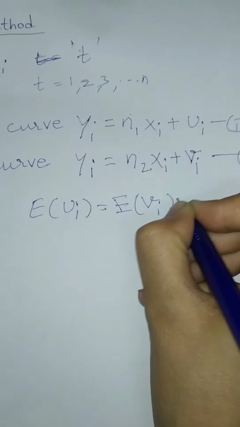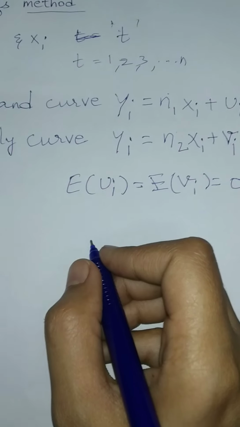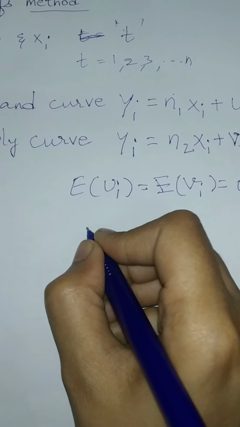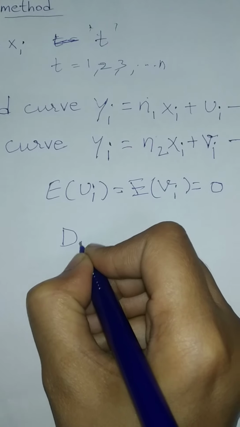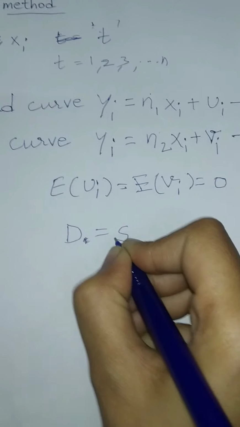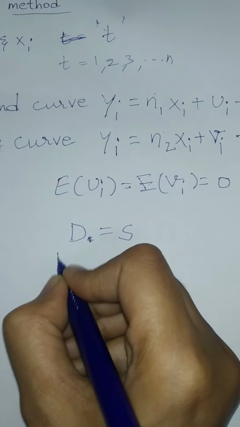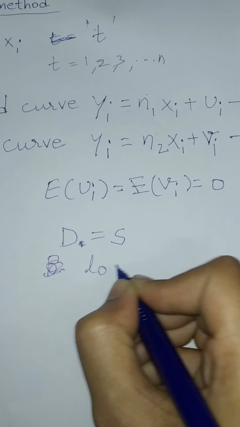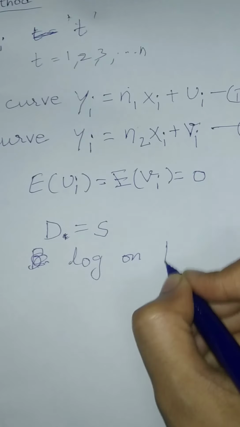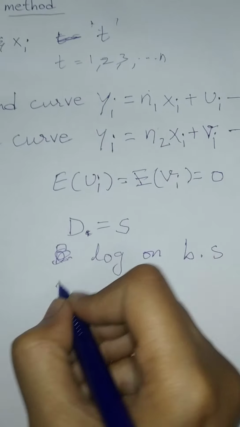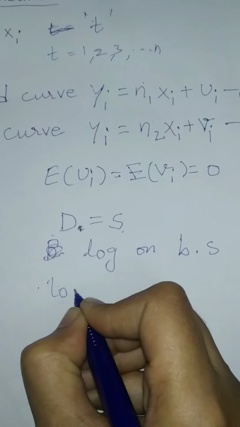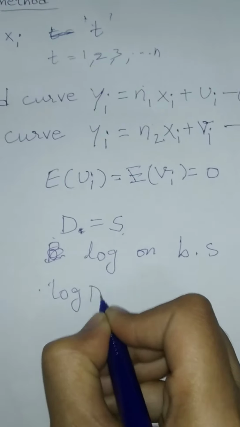Now students, we have taken yi for demand as well as supply. Since we have taken demand is equal to supply, we can apply log on both sides. So when we apply log on both sides, it will be log of demand d is equal to log of s, supply.